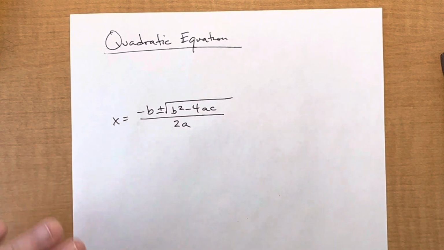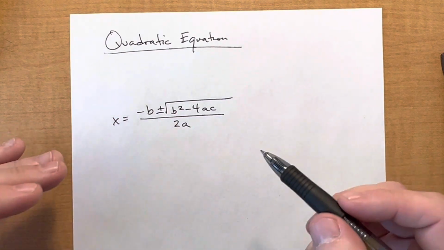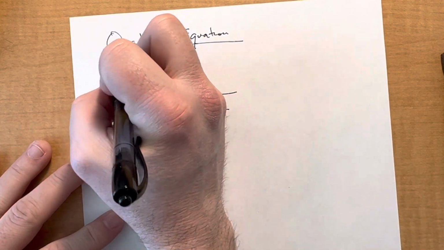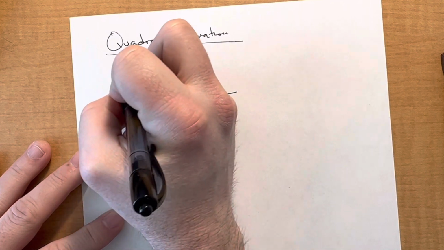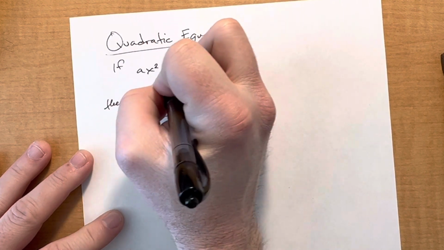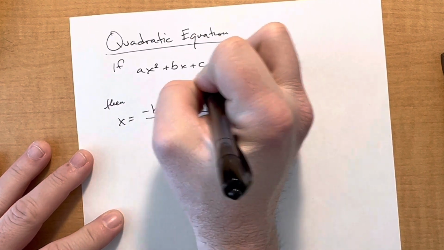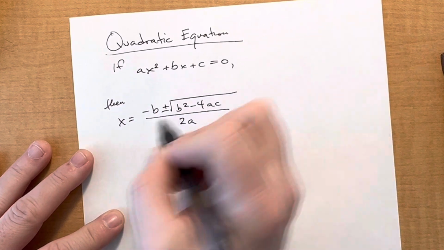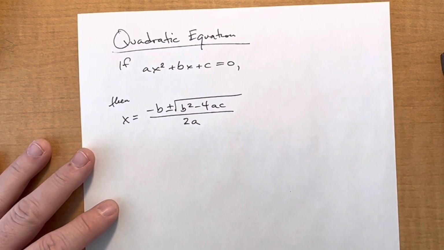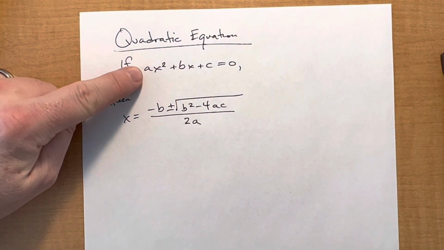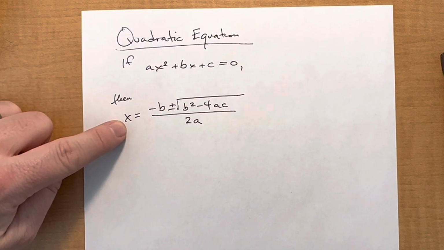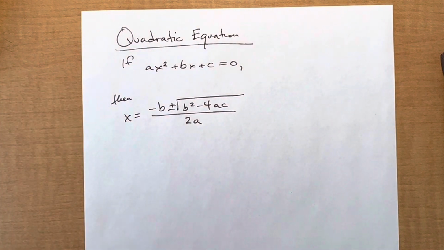If you don't have it memorized, that's fine. Here's the problem. This is an if-then statement, and you guys only remembered the then part. The if part is if you can take an equation and rearrange it so it looks like this, then this is true. The problem is getting to here is usually the hard part. This is just putting stuff in a calculator, which I'll also talk about.